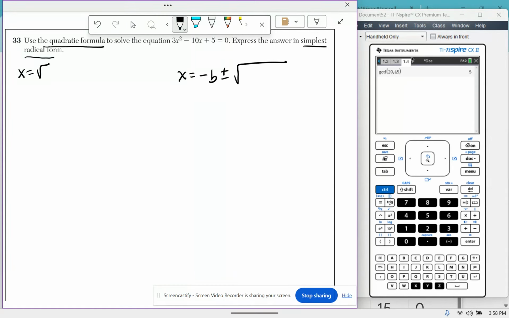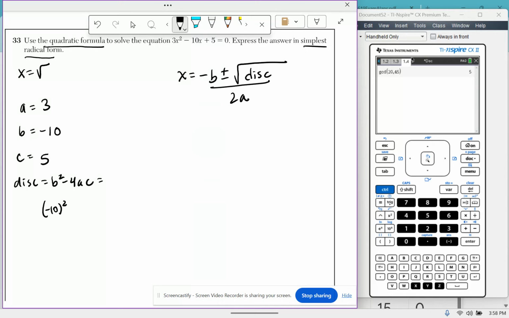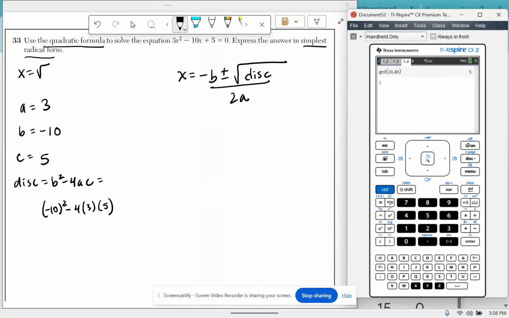We know that the b squared minus 4ac all under the radical is the same thing as the discriminant, and it's all over 2a. So let's figure out what the a, the b, the c, and the discriminant all equal, okay? So a is 3, b is negative 10, c is 5. The discriminant is negative 10 in parentheses. Do not forget the parentheses. You will get the discriminant wrong. We're going to type that into our calculator.